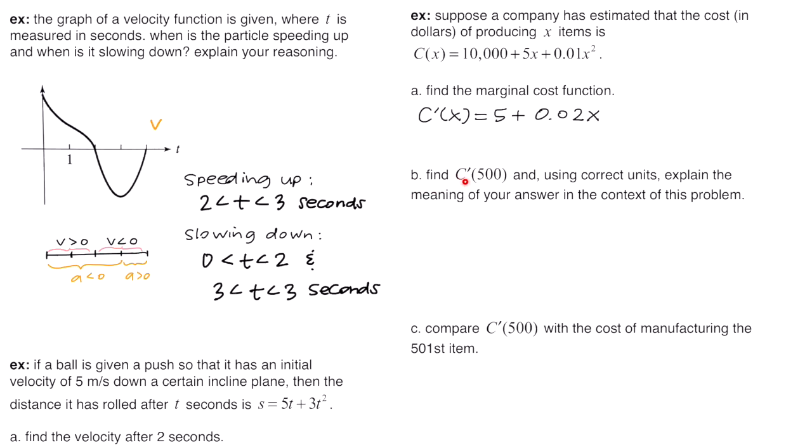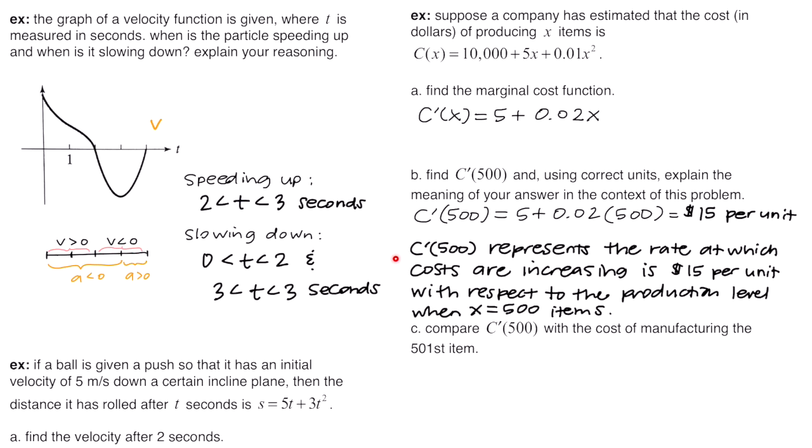Part B says find C prime of 500 and, using correct units, explain the meaning of your answer in the context of this problem. When we plug in 500, we get $15 per unit. And I wrote it out. C prime of 500 represents the rate at which costs are increasing, which is $15 per unit with respect to the production level when x equals 500 items.